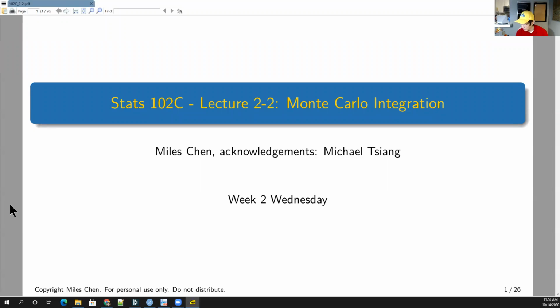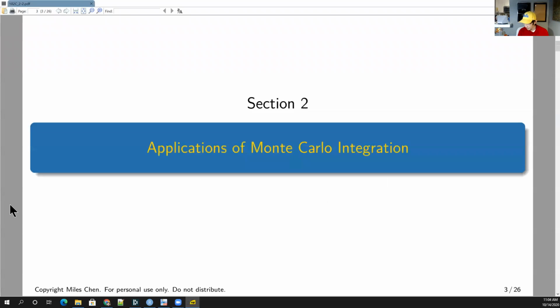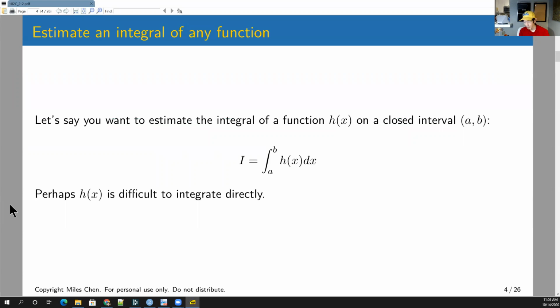All right, so we'll talk Monte Carlo integration. We left off on Monday's lecture talking about applications of Monte Carlo integration, and we started off here. We said with Monte Carlo integration, we can estimate the integral of any function.